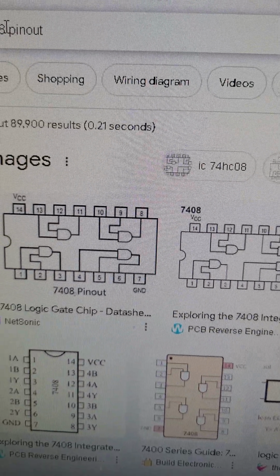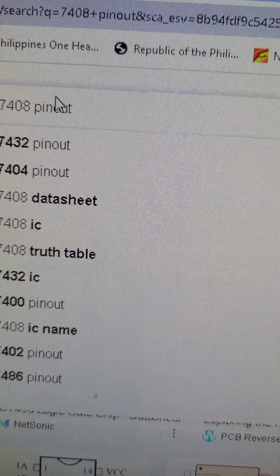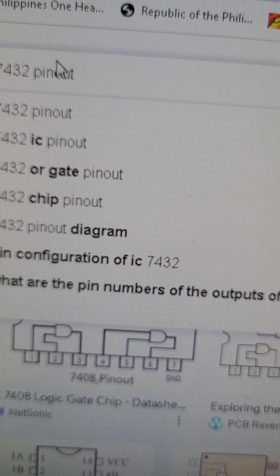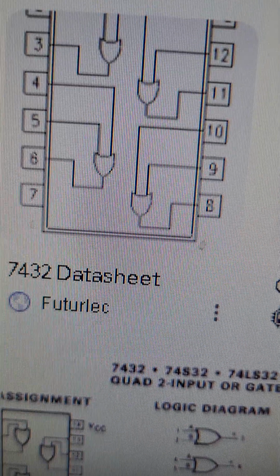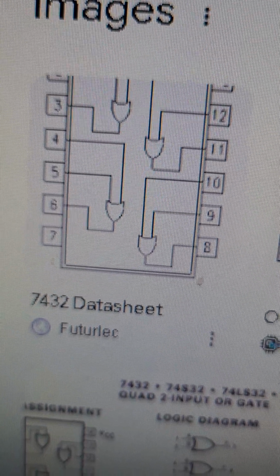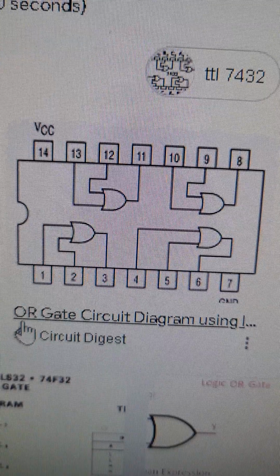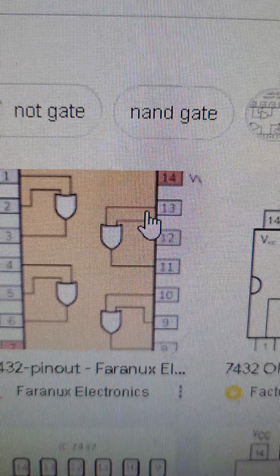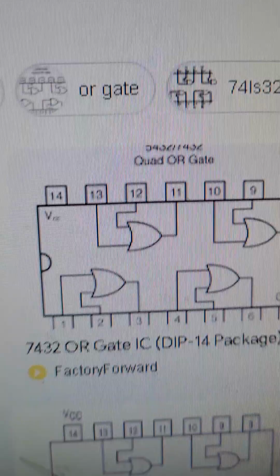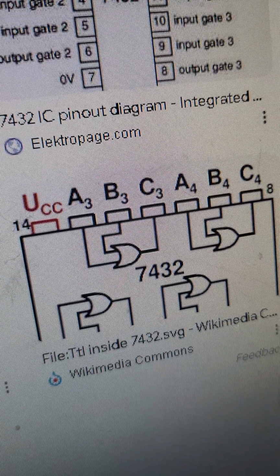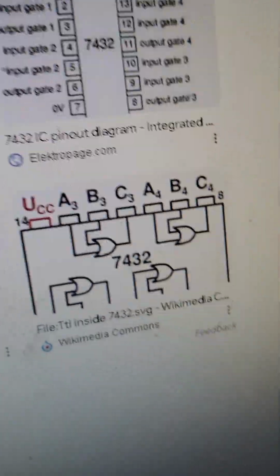Alright, for the 7432 IC pin out. Yeah, that one, 7432 OR gate. OR gate circuit diagram. Okay, that's the OR gate, 7432 OR gate.